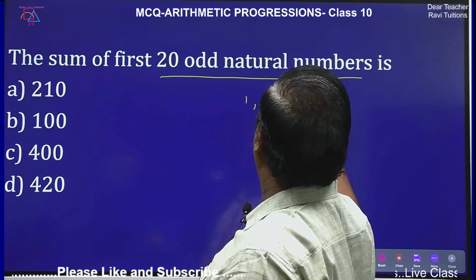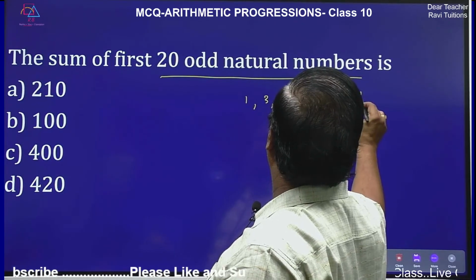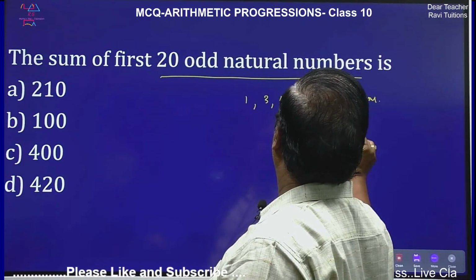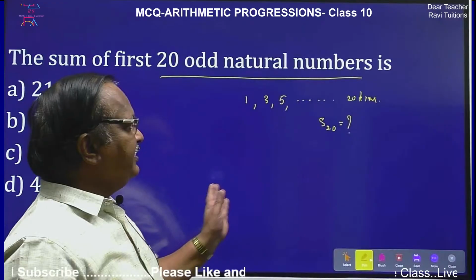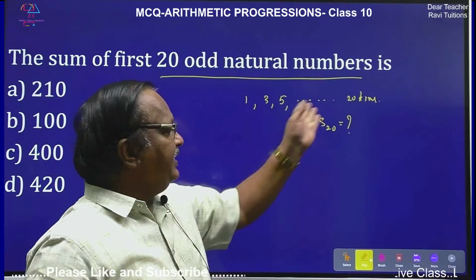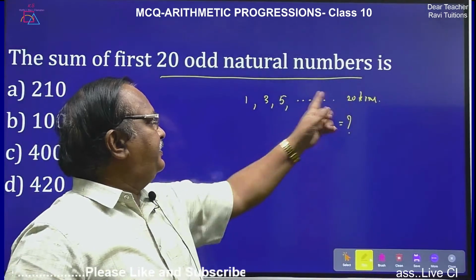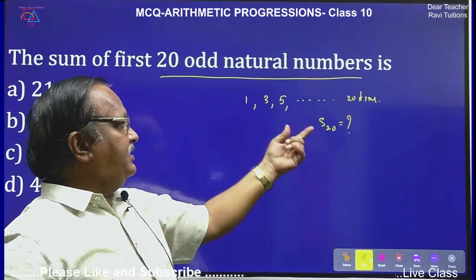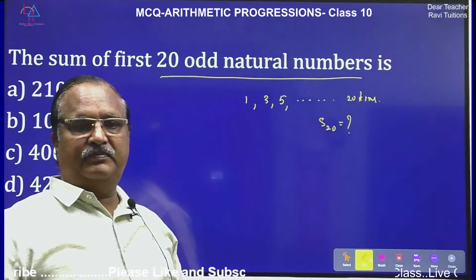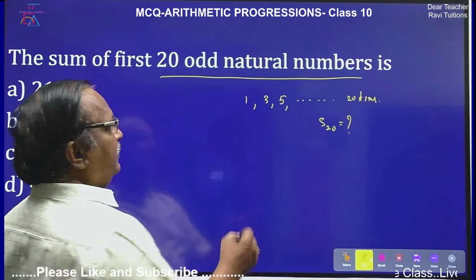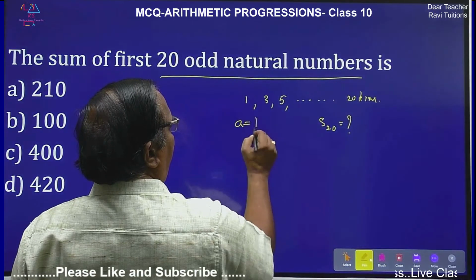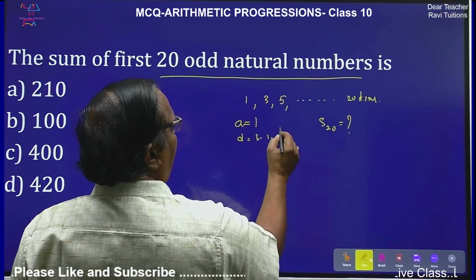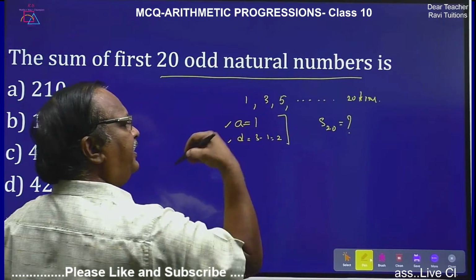So 20 terms. So we have to find out S20. Sum of first 20. No need to write it till 20 terms. So 20 terms, 1, 3, 5 and so on, 20 terms. You have to find out sum of the first 20 terms. So now in this, A is equal to 1 and D is equal to 3 minus 1, 2. So now once we know A and D, you can do anything.